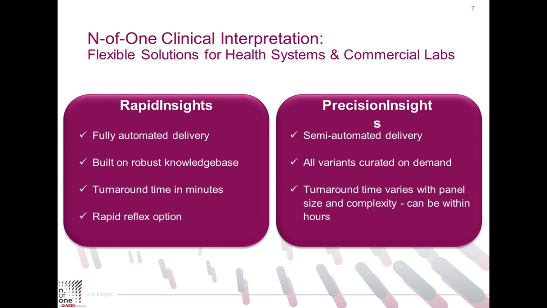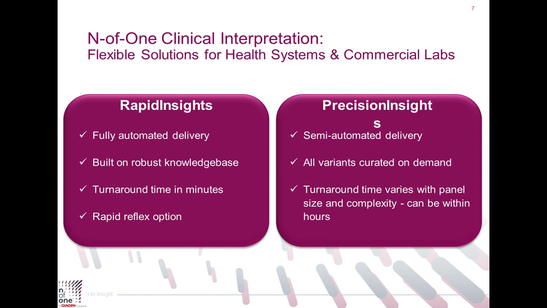The Rapid Insights report is fully automated. They can be turned around in seconds to minutes. With a full report. If a variant hasn't been previously curated within our knowledge base, it's returned as variant not curated, so that there's no question between a variant that is unknown in the literature versus a variant that the N of 1 scientists simply haven't analyzed before. However, if a client receives a report with a variant not curated, it can be reflexed to N of 1 for full curation.